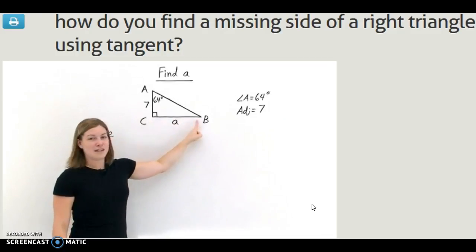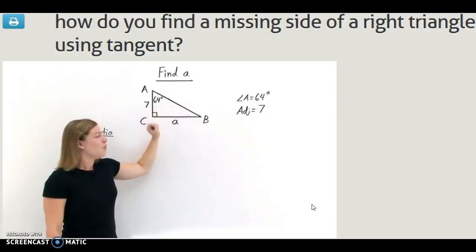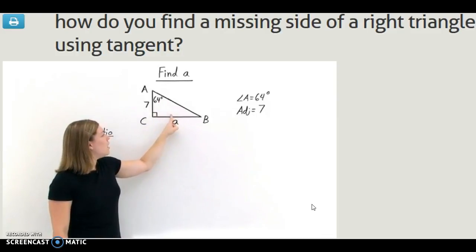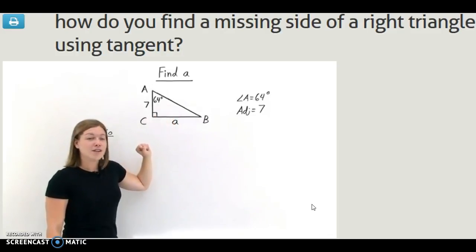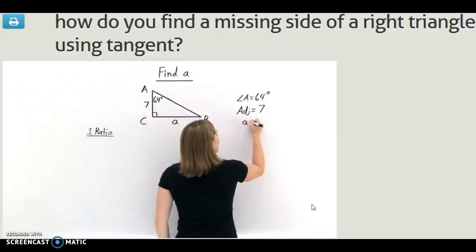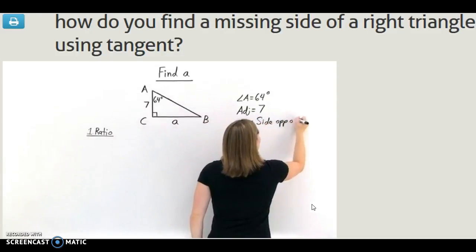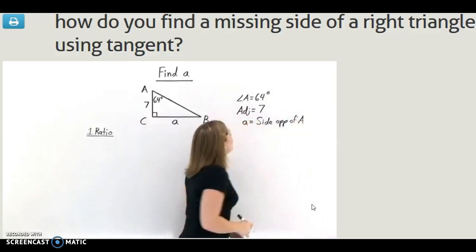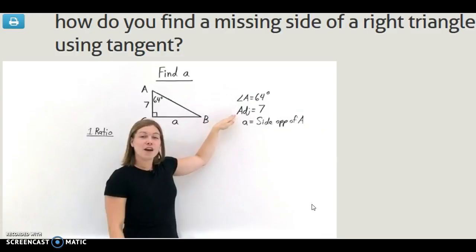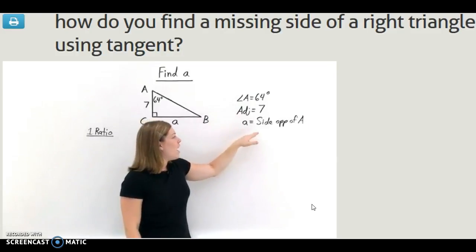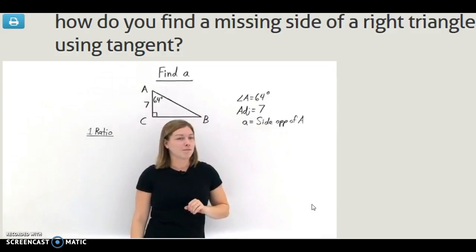Now let's look at our unknown side. How is this side related to our angle? Well, our unknown side sits across from, or opposite, of our known angle. So that means our side A is the side that is opposite of our angle A. So we know the measurement of angle A, and we know the measurement of the adjacent side of A. And we're trying to find the measurement of the side that is opposite of A.